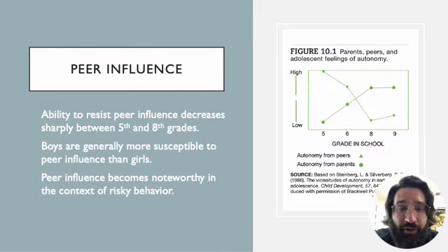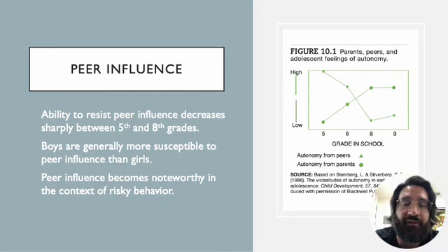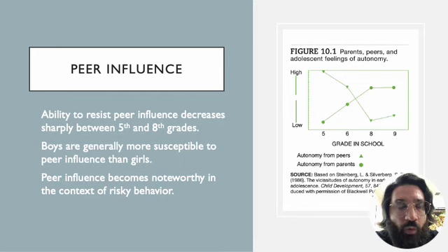I'll talk a little about peer influence here and how the ability to resist peer influence decreases sharply between 5th and 8th grades. Boys are generally more susceptible to peer influence than girls. Peer influence becomes noteworthy in the context of risky behavior. So it's interesting that in development, when we are getting close to puberty, we tend to gravitate more toward our peers and start to move a little bit more away from parents. And so peer influence does become a really significant part of development here.